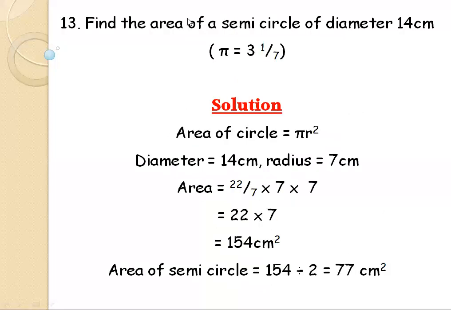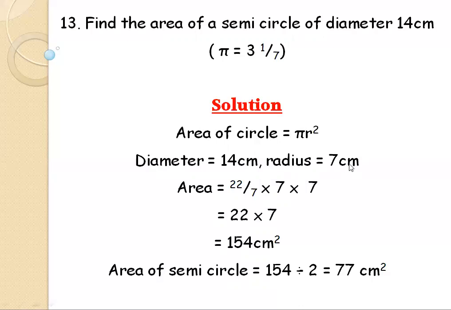Okay, the next question says, find the area of a semicircle. Don't forget, what is the meaning of semicircle? Half of a circle. Find the area of a semicircle of diameter 14 centimeters. Let your pi be 3 whole number 1 over 7. Now the area of a circle, don't forget, is pi r squared. And my diameter is 14 centimeters, isn't it? Remember, diameter is 2 times radius. So if my diameter is 14 centimeters, my radius is half of my diameter. So my radius is 7 centimeters.